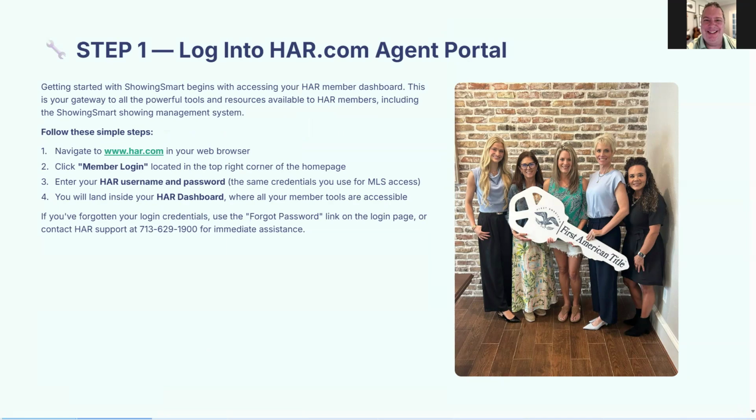You'll land inside your HAR dashboard where your member tools are accessible. And if you've forgotten for some reason your login credentials, you can always use the forgot password, or if you need to contact HAR support, you can reach out to them for immediate assistance. And the phone number is there, 713-629-1900. Just let them know you can't get in.